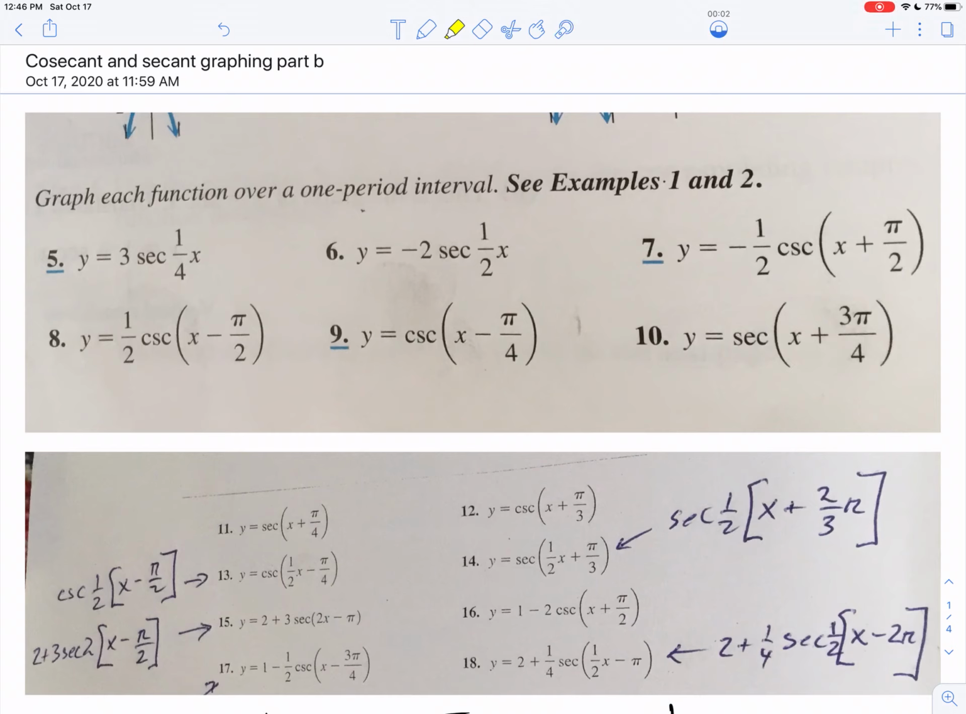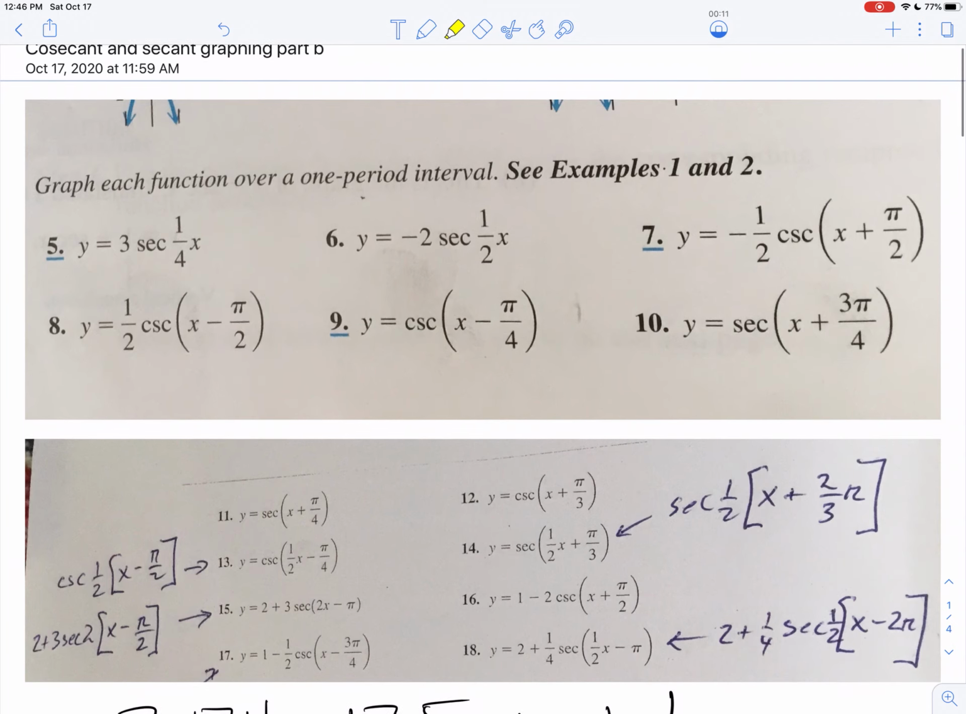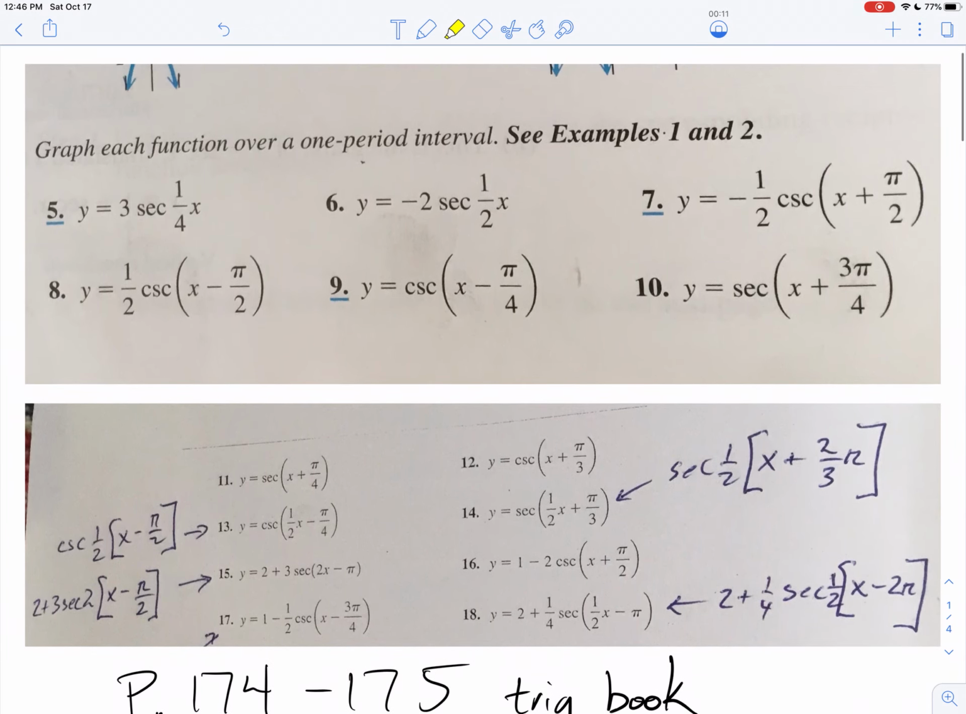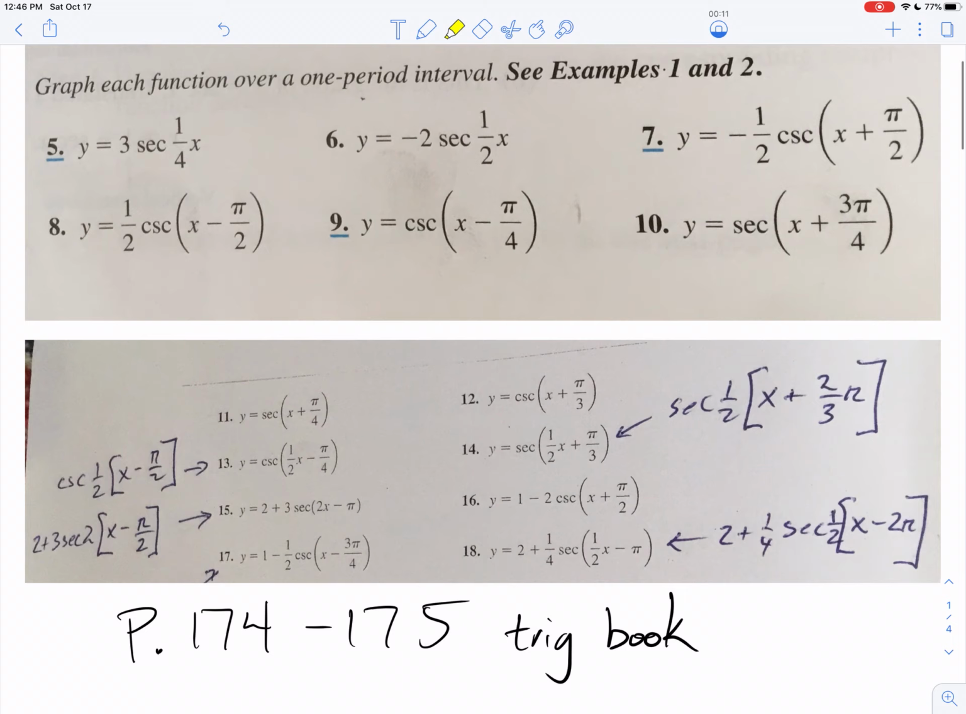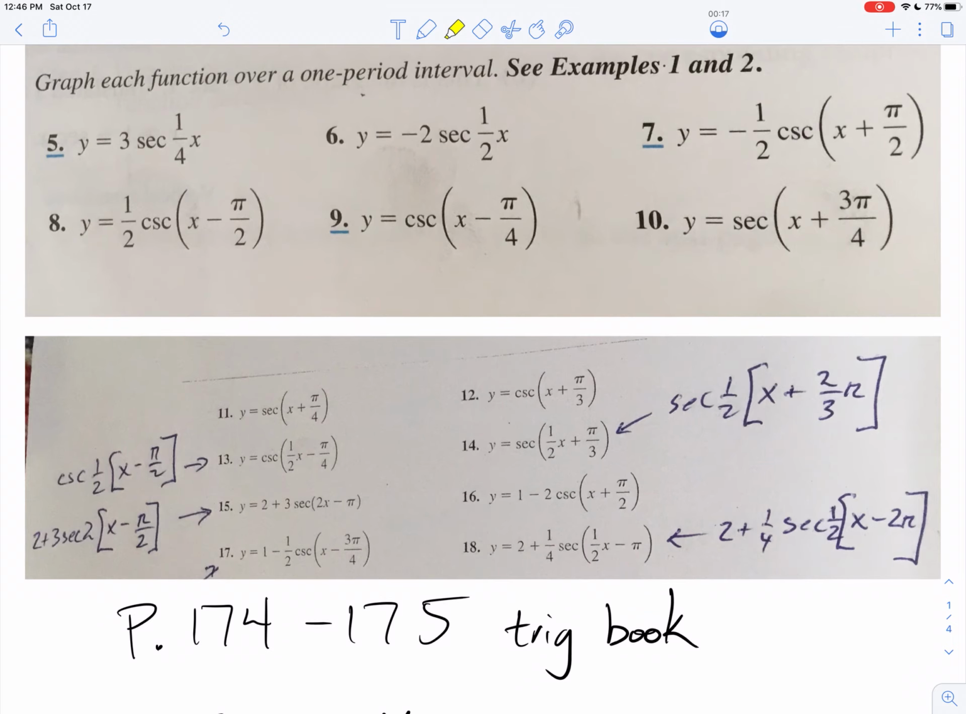Okay guys, here we go. Part B is going to be a little quicker because I don't have to do a ton of examples. You have already seen them. But I do want you to see the problems you're going to try. That's problems 5 through 18, and this is page 174, 175 of the trig book.